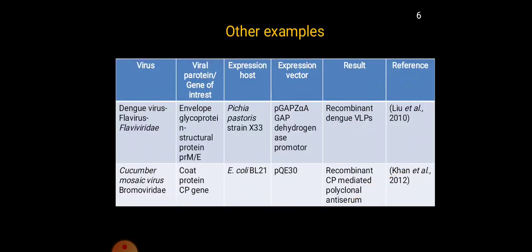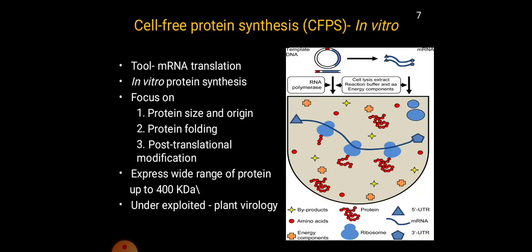There are some examples of protein expression using the in vivo system. Liu and co-workers in 2010 expressed a recombinant glycoprotein using Pichia pastoris as host and the pGAP series expression vector. And Khan and co-workers in 2012 expressed the recombinant coat protein of cucumber mosaic virus using E. coli as host and pQE30 as vector. Until now we have discussed the in vivo or cell based protein expression system.